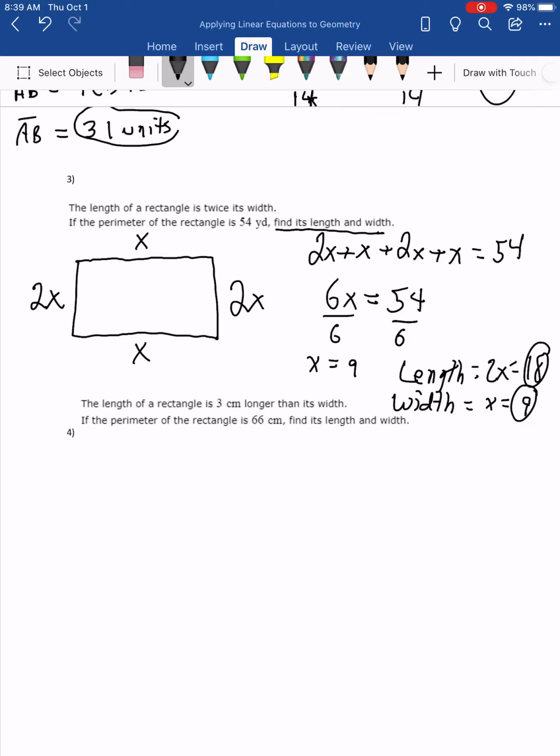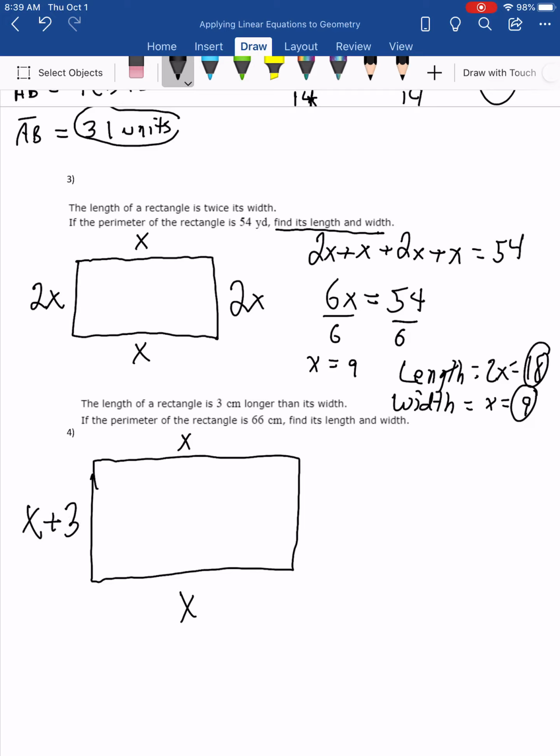Okay, number 4, really similar to number 3. Let's draw a diagram. The length is 3 centimeters longer than the width. So again, the length is based on the width. So we'll start by calling the width x. Of course, that's going to be x as well. So the length is 3 longer than the width. So that's going to be x plus 3 and x plus 3.